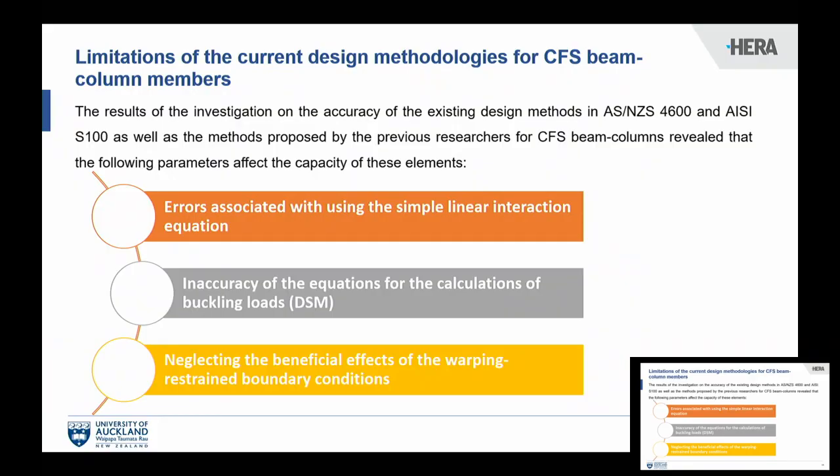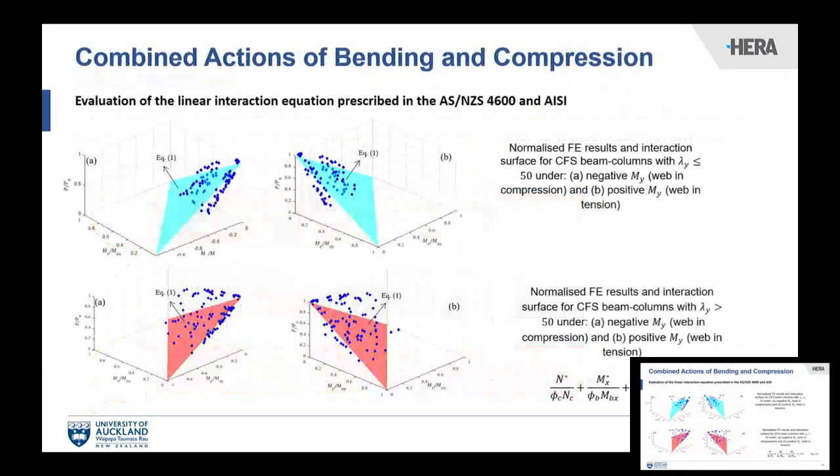Actually, in common practice, the real boundary condition can provide a little bit of restraint on the cross section, and the direct strength method cannot capture this restraint. For the first reason, I have provided this slide to show you how this interaction equation can provide accurate or inaccurate prediction of the strength of the beam columns.